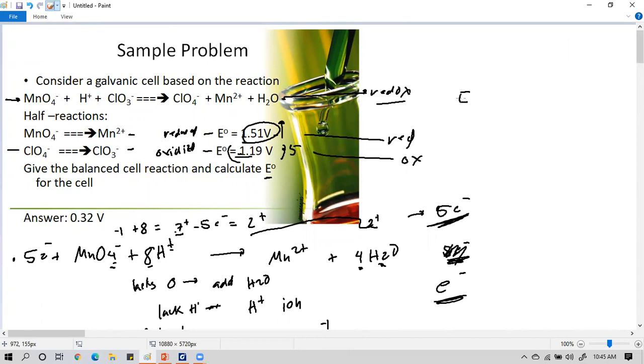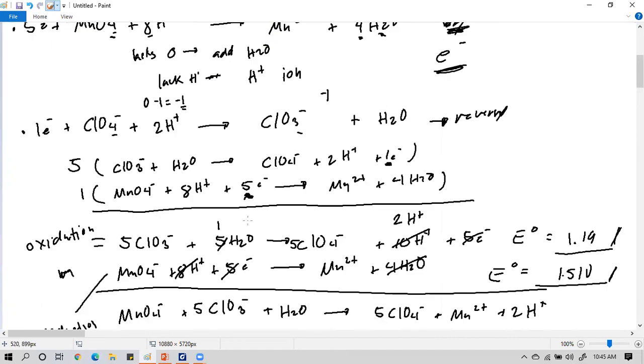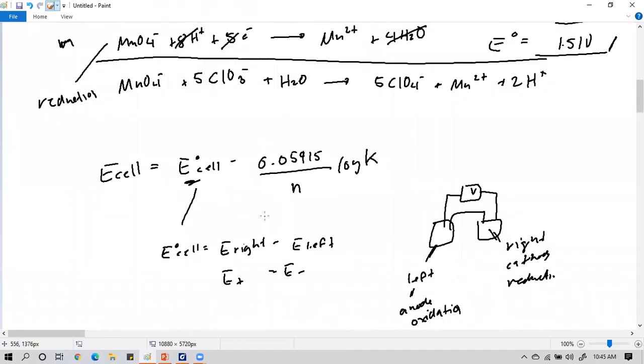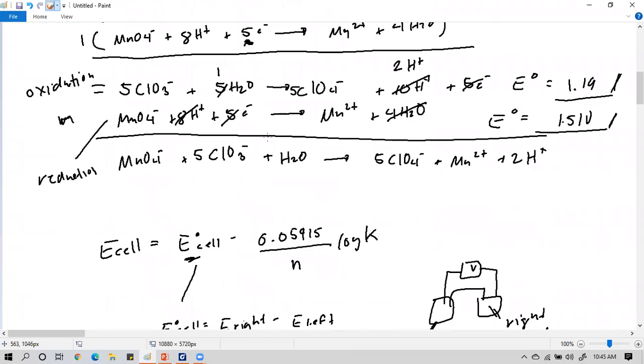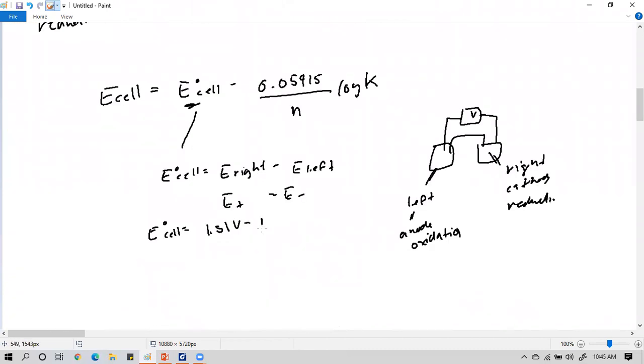So, ang gagawin mo dito, balik tayo sa formula. E naught cell is equals to E right. Ano ba E right? 1.51 volts, tama. 1.51 volts minus oxidized E left, 1.19 volts, is equals to 0.32 volts. So that's how you get the answer using the Nernst equation.